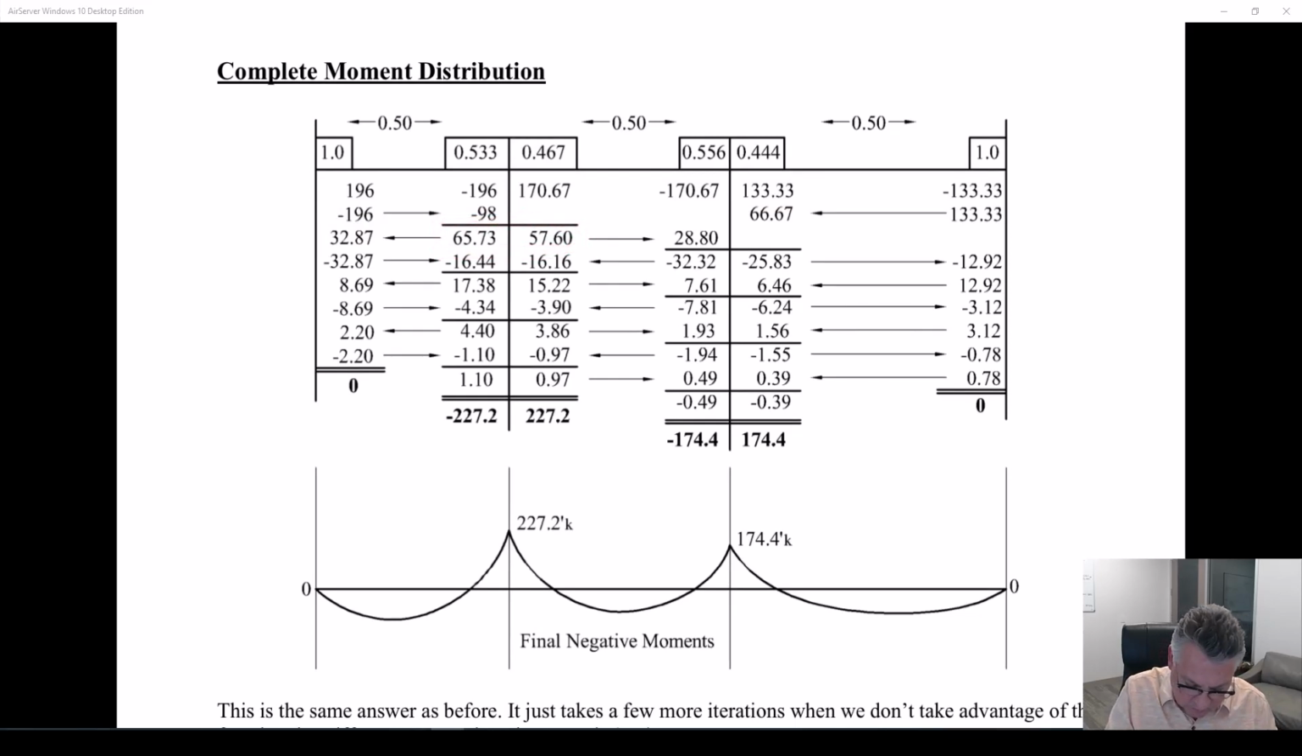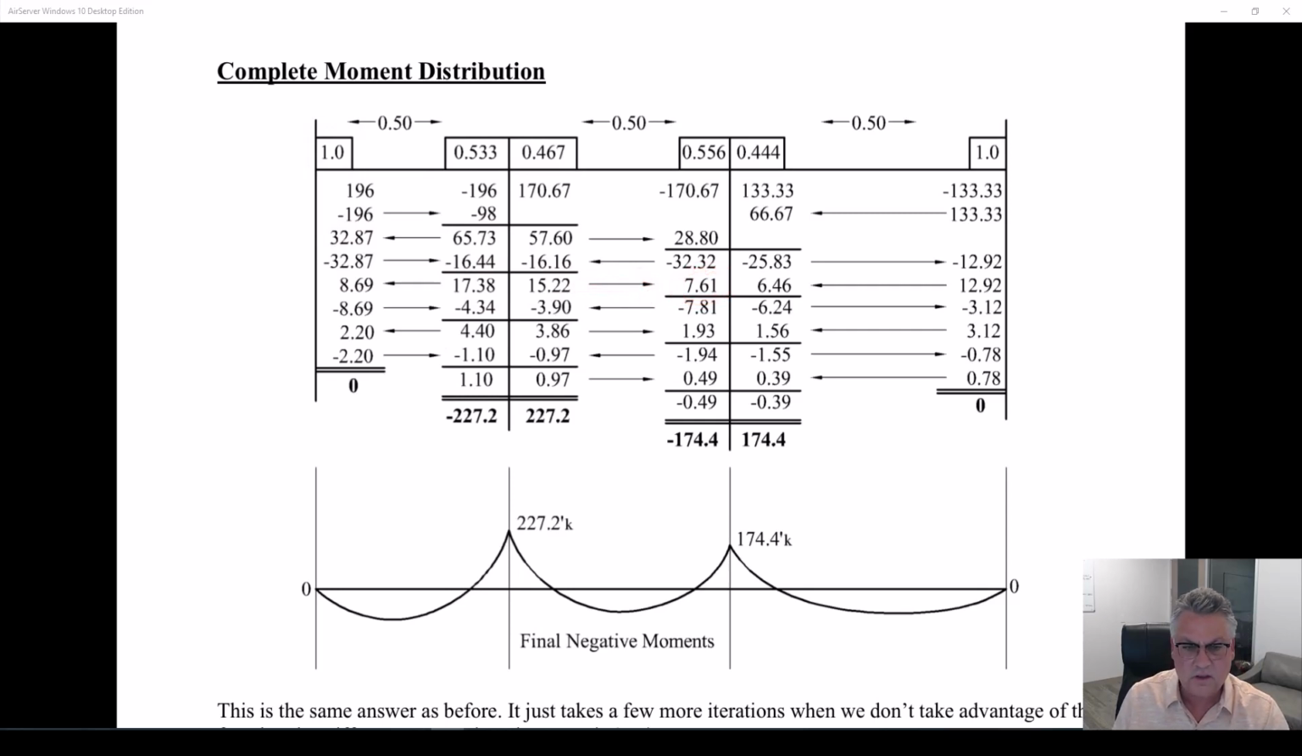But in this case, because we didn't take advantage of the fact that we just knew that this moment was going to be 0, we have to send half of that back out. Then we put this joint in equilibrium again because there's only one beam framing into this joint and the distribution factor is 1. No matter what we send out here, 32.87, we're going to put back negative 32.87. So that will send half of that back over to here. And we'll put that back in equilibrium. That's going to affect this joint.